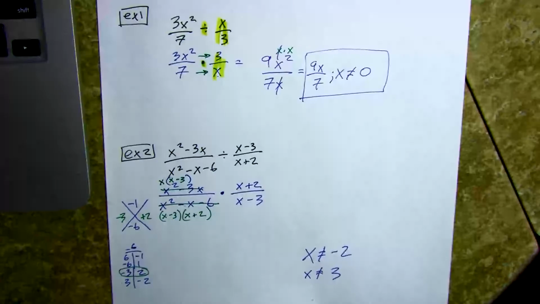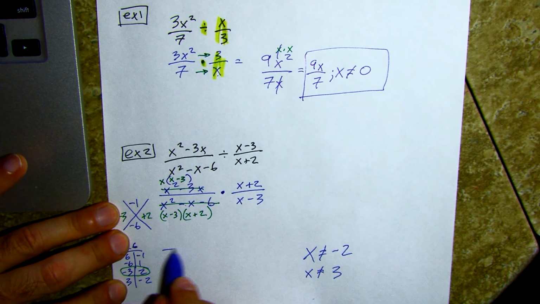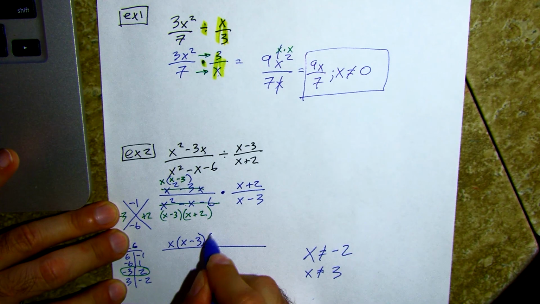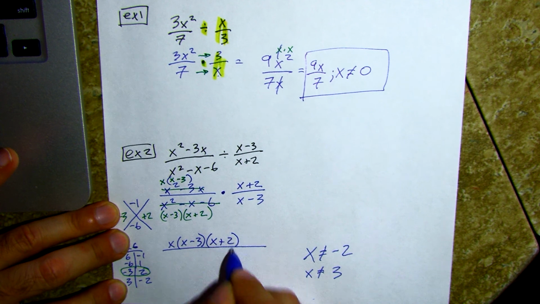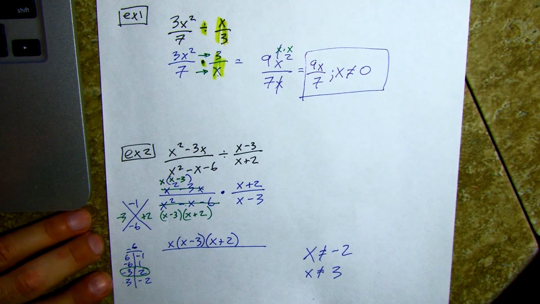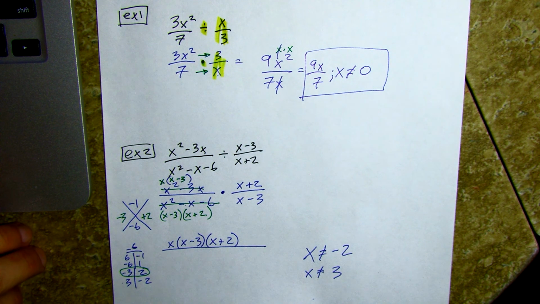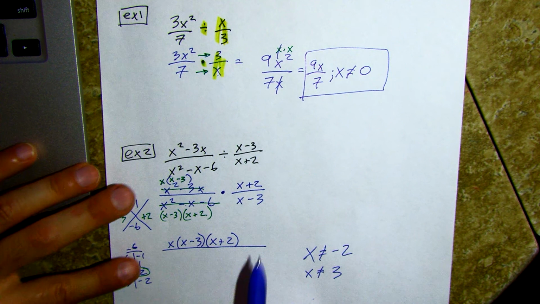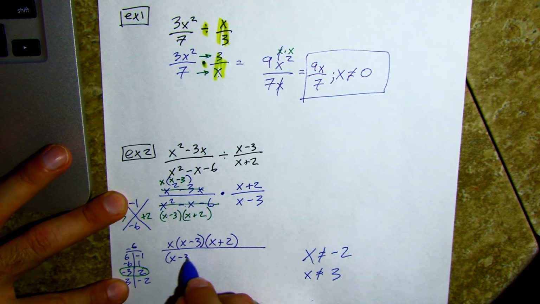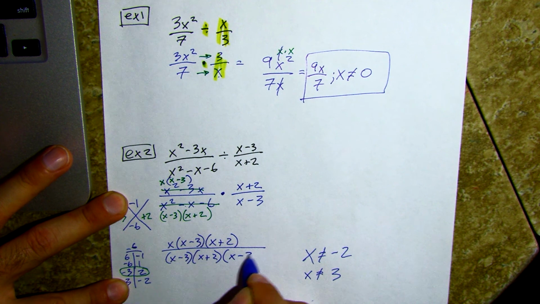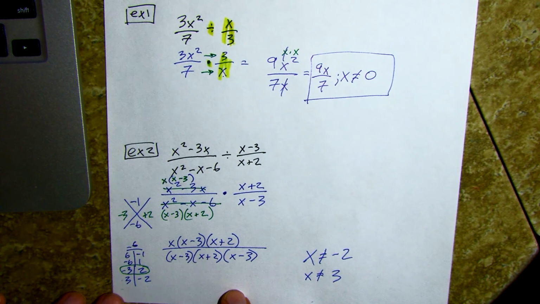Let's rewrite it so it's not messy. We'll put it all on one line. X times x minus 3, x plus 2. That's everything on the top. All right, and then on the bottom, we're going to end up with that x minus 3, x plus 2, x minus 3. All right.